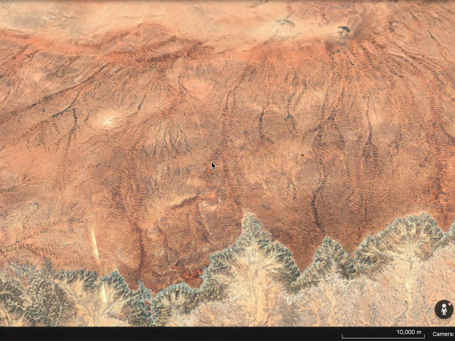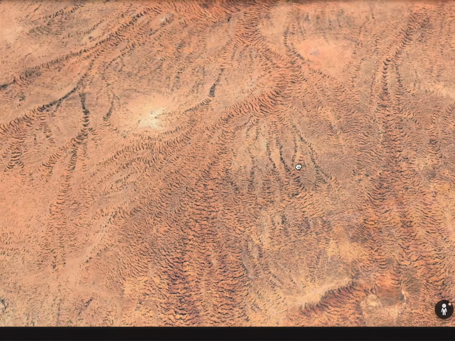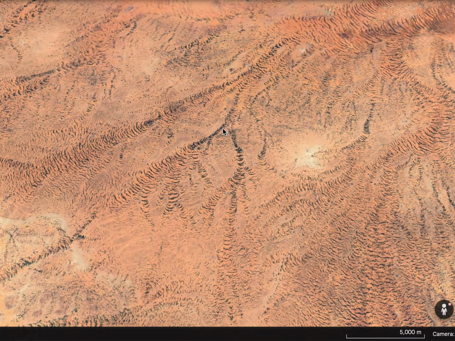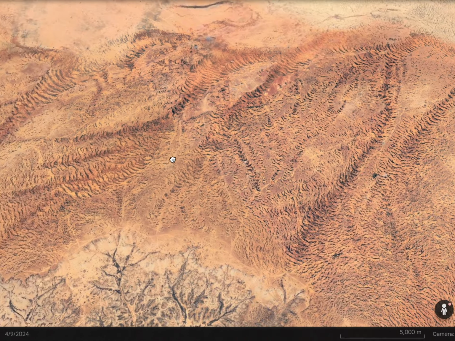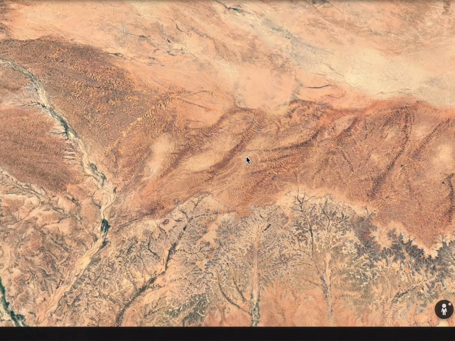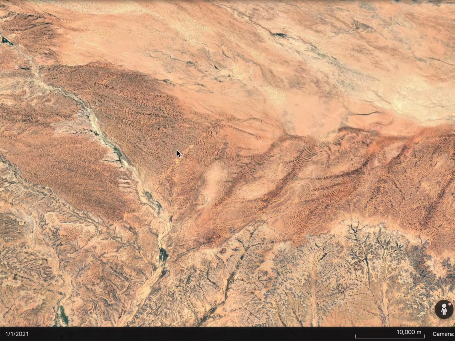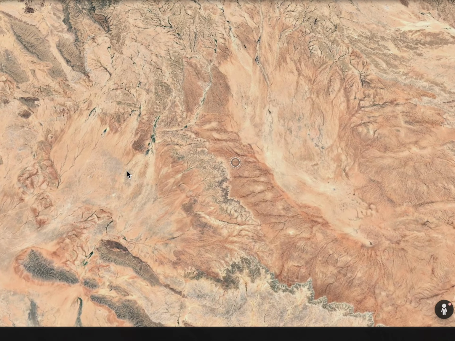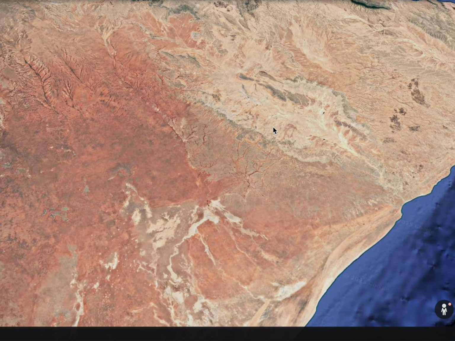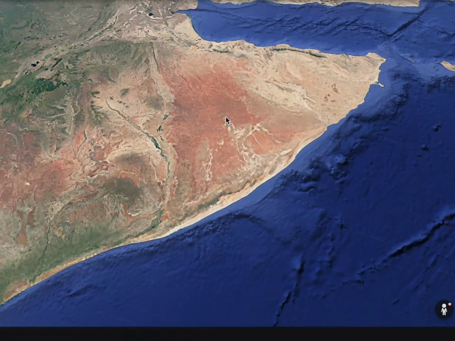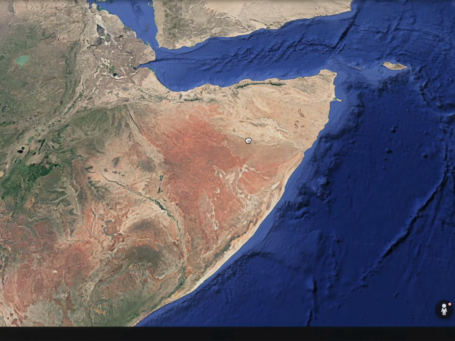And it's just the most beautiful terrain. And you can see the way the channels expand. And it is just so cool. And this is not unique to Somalia. You can find this in the central desert of Mexico. You can find this in Nevada. You can find this in California, kind of by the Baja. You can find this all over.